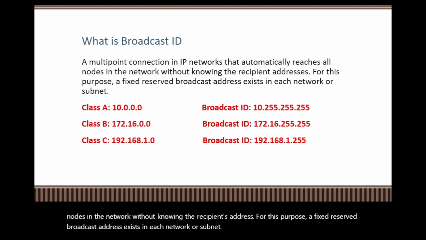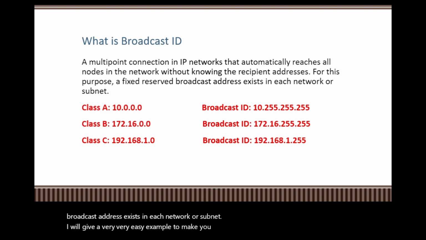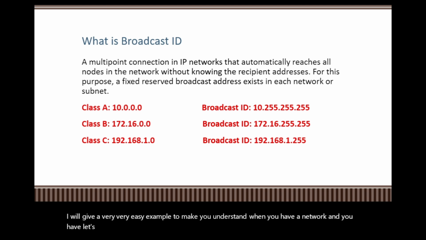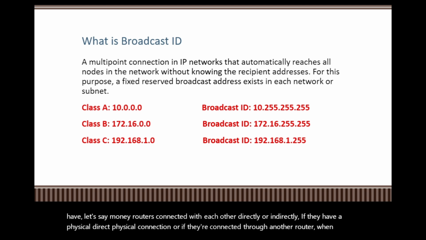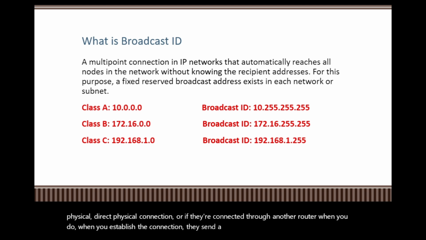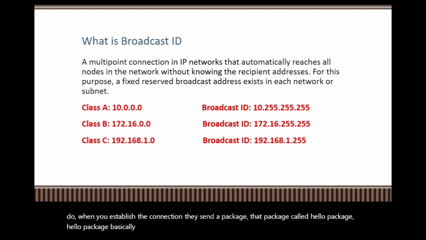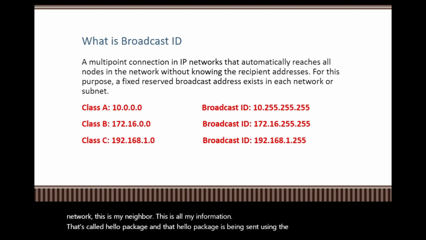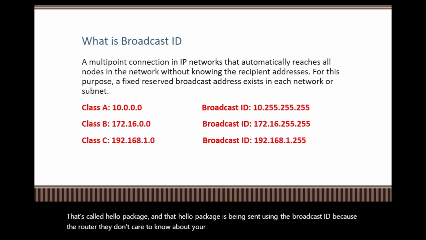I will give a very easy example to make you understand. When you have a network and you have, let's say, many routers connected with each other directly or indirectly, when you establish the connection, they send a package called a hello package. Hello package basically means that they tell each other that this is me, I am here, this is my network, this is my neighbor, this is all my information. And that hello package is sent using the broadcast ID, because the routers don't care to know about the other devices' IP addresses. They use the broadcast ID to send that hello package to everyone.